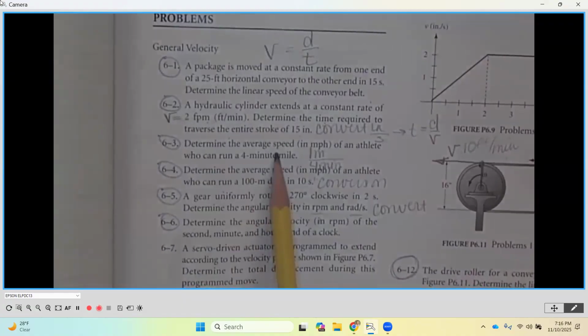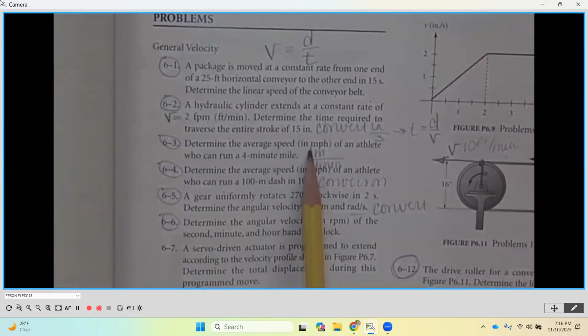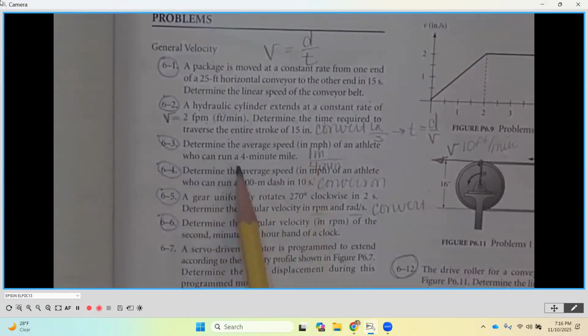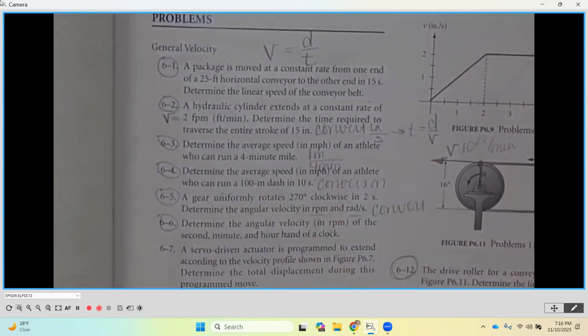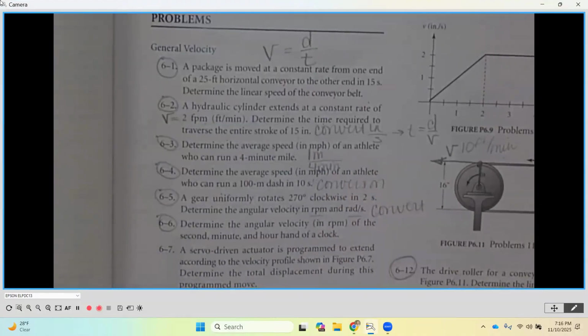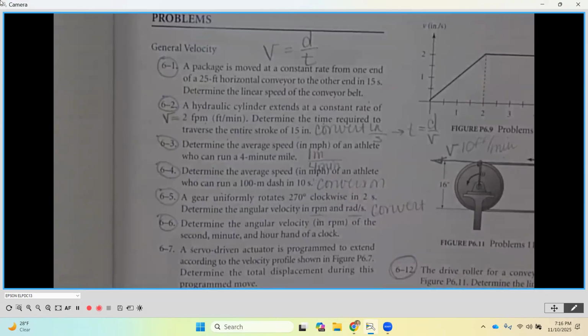The next one, determine the average speed in miles per hour of an athlete who runs a 4-minute mile. So if we look at the rate, it's going to be 1 mile per 4 minutes. So if you take 1 mile per 4 minutes, this is just going to be a conversion to miles per hour. That's it. So it's just a conversion.